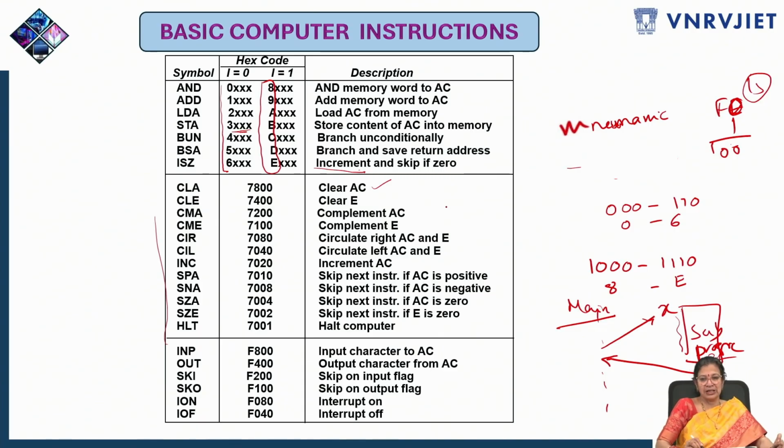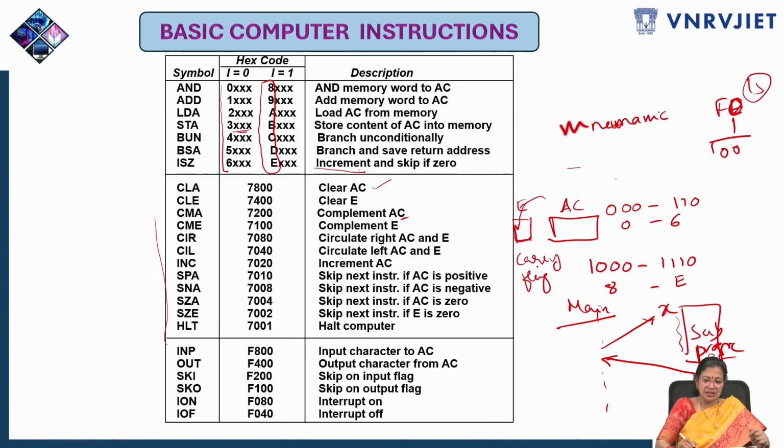Then complement accumulator. AC is meant for accumulator. And complement E, complement the extra bit flag. Circulate right accumulator and E. So the accumulator will also have another flip-flop E. This is the accumulator and an extra bit E. So whenever we are performing additions, if there is a carry, that carry will come over here. Almost like a carry flag.